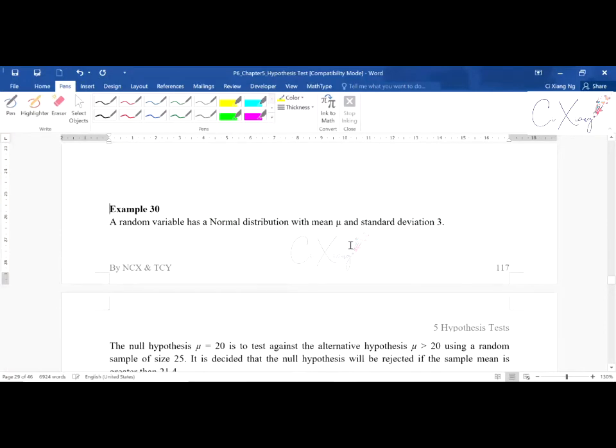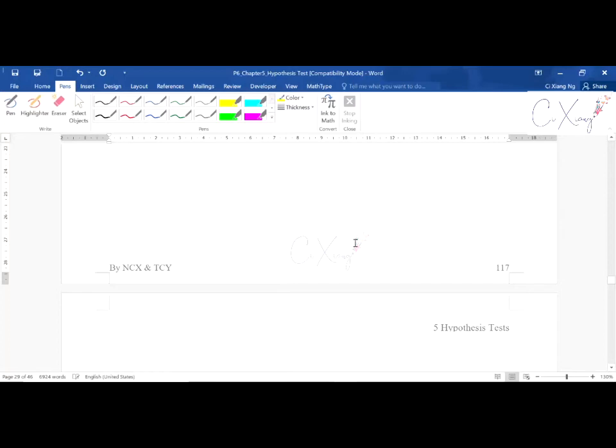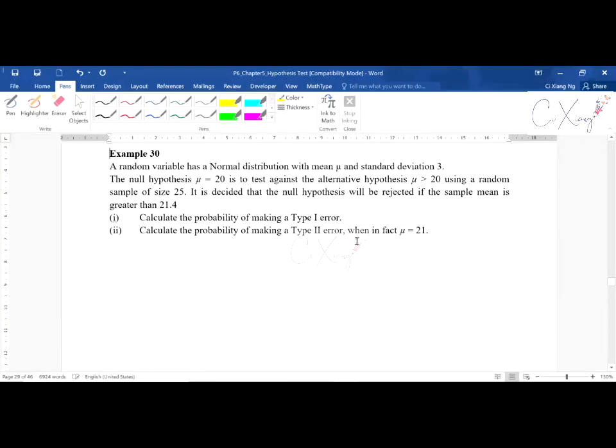So for example 30, if you have a look at the question itself here, first of all you see the words normal distribution. Then you have mu and also the standard deviation 3. Here they straight away tell you the null hypothesis is mu equals 20, the alternative hypothesis is mu greater than 20, and the sample size is 25. It is decided that the null hypothesis will be rejected if the sample mean is greater than 21.4.